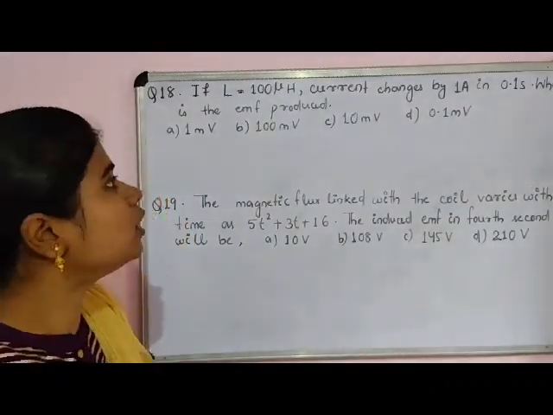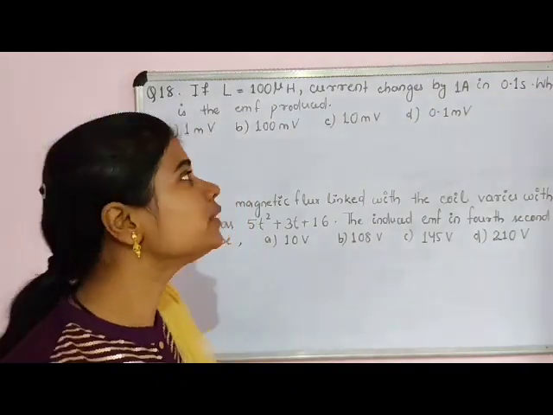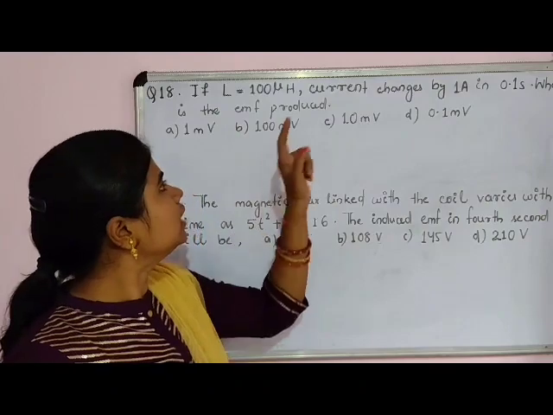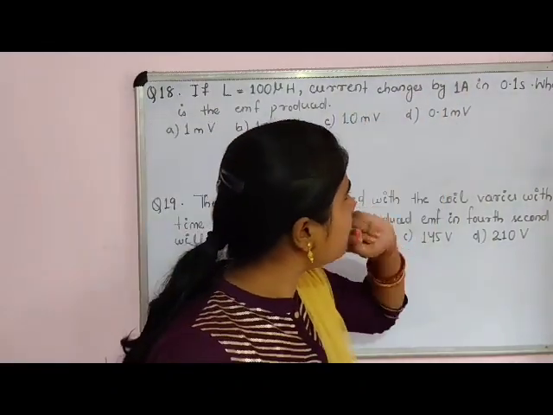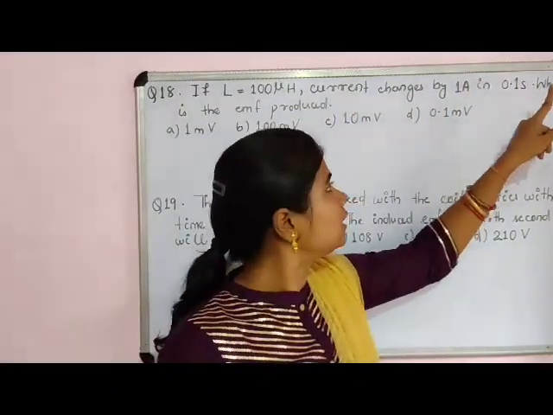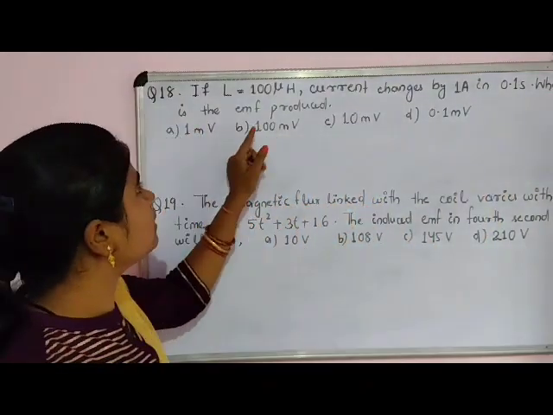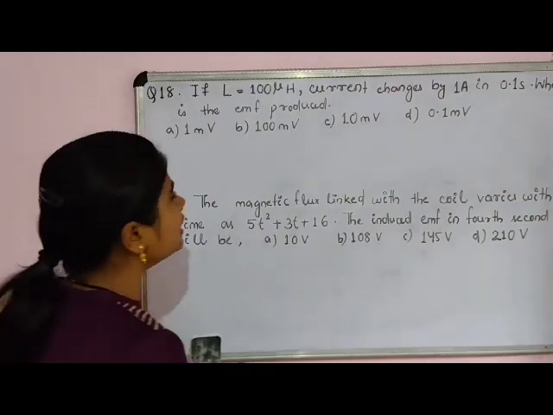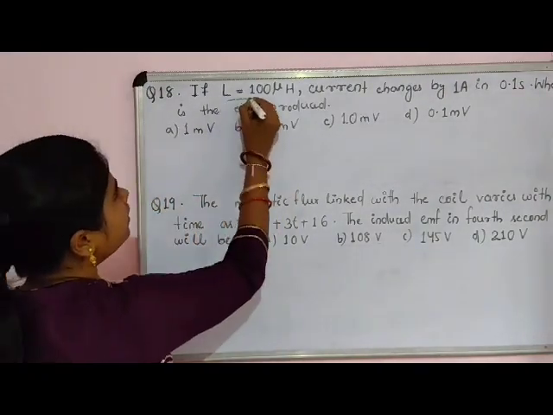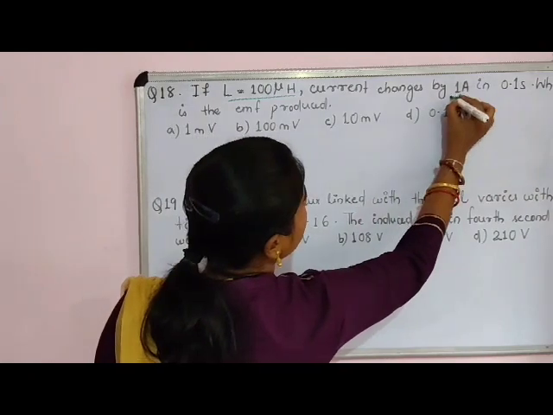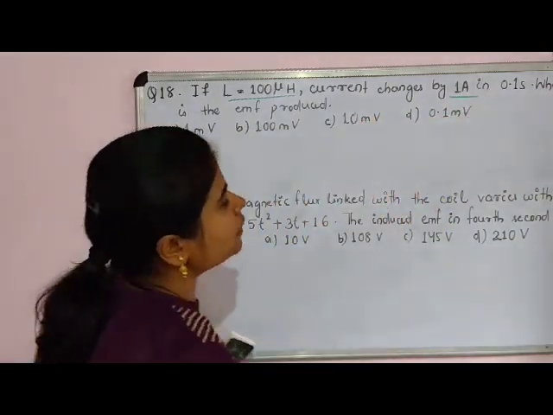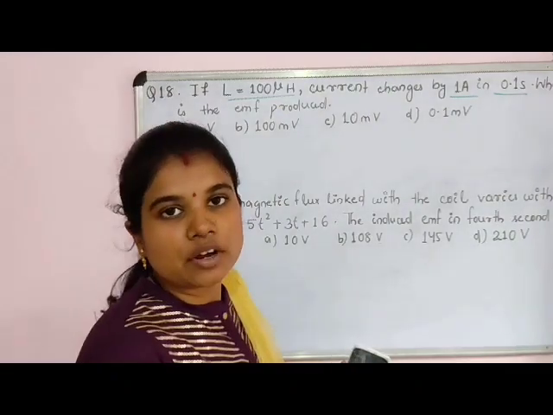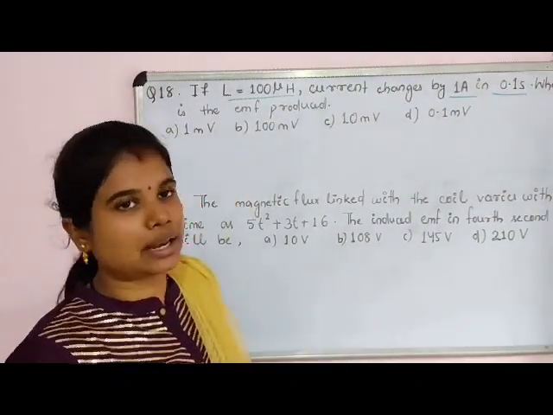Okay. Now we're going to discuss the 18th question, all of you. It is saying, if L is equal to 100 microhenry, and current changes by 1 ampere in 0.1 second, then what is the EMF produced in that circuit? So basically, inductance is given to us, that is 100 microhenry. The change in current is given as 1 ampere. Time is given as 0.1 second. That means in 0.1 second the current has changed by 1 ampere.